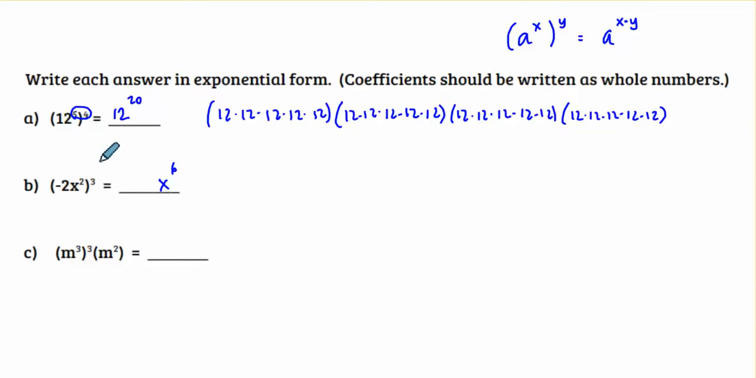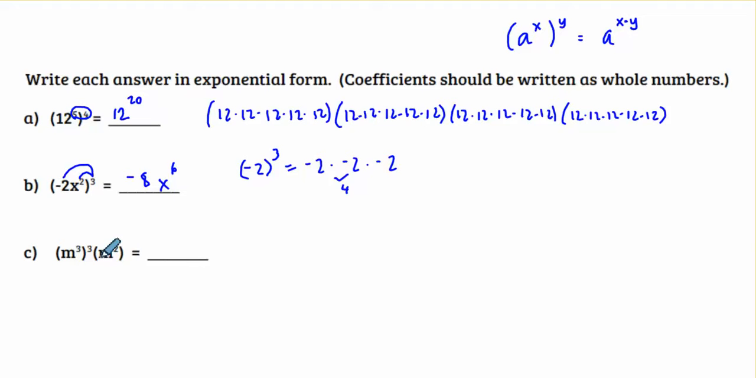So this is why I call it the rainbow rule, because not only am I dealing with the x squared to the third power, I'm also doing -2 to the third power. All right, so in other words, this is -2 raised to the third power. Well, what does that mean? It means -2 times -2 times -2. -2 times -2 is a +4. +4 times -2 is a -8. So that was your answer there, -8 x to the sixth.